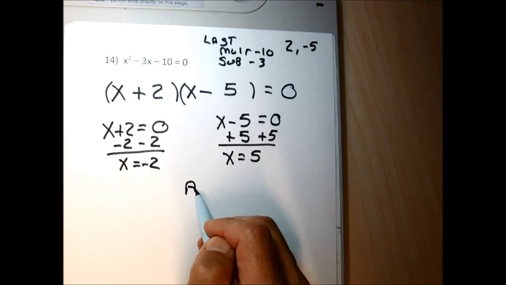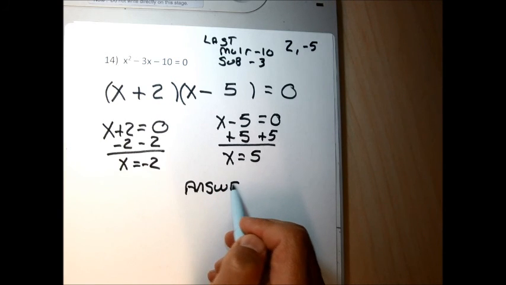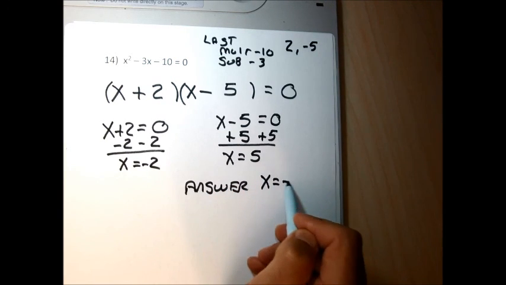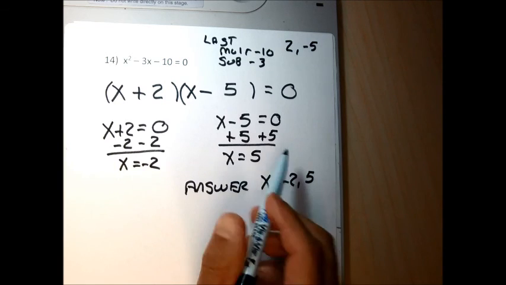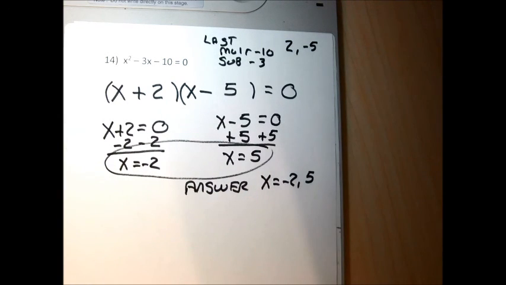So my answer for problem 14 is x equal to negative 2 and positive 5. Of course, you could write it just like that if you want. For that matter, if you just wrote negative 2 comma 5 on your key and didn't write the x equal, I'd live with that just as well.